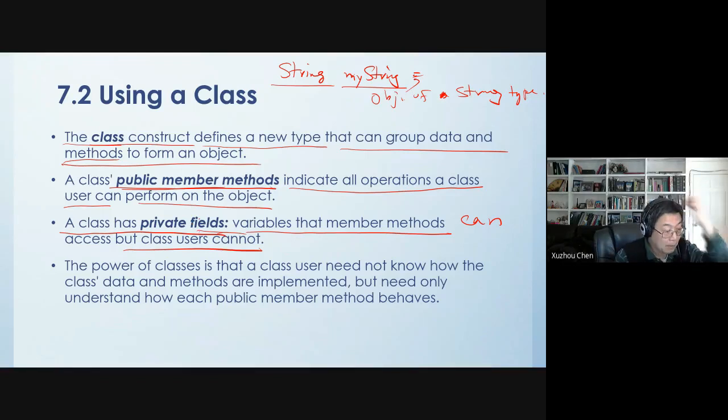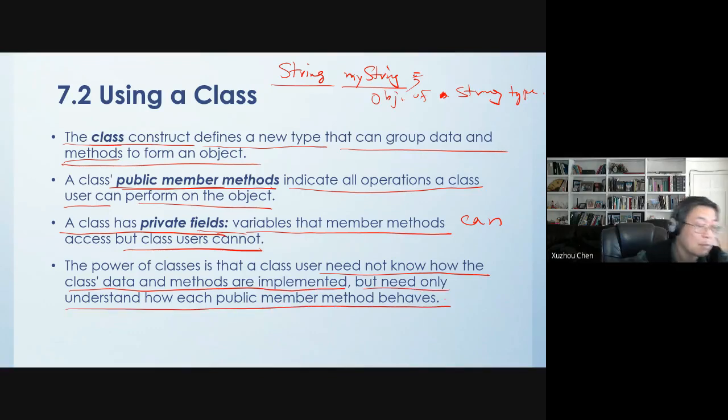So the power of the class is that a class user need not know how the class's data and the methods are implemented, but only needs to understand how each public method behaves. So you don't have to know the details of the implementation of a method, you just need to know how to use the method to manipulate the class. This is the idea of, once people invent the wheels, you don't have to invent the wheels. You just need to know how to use them.